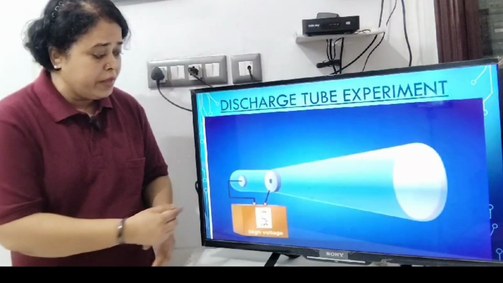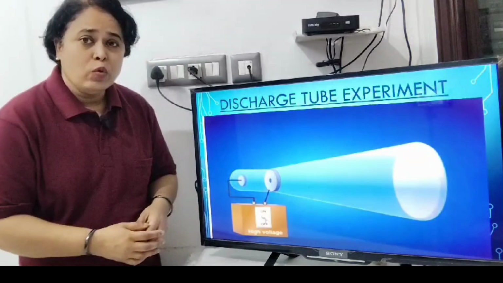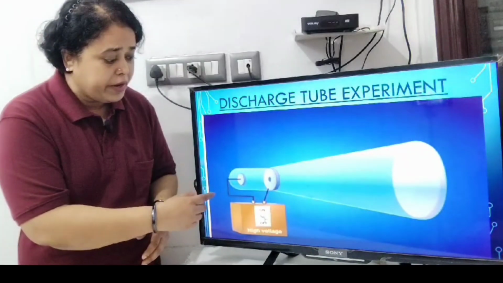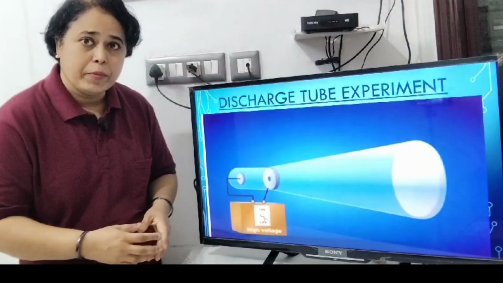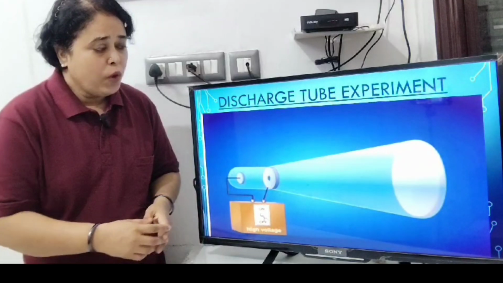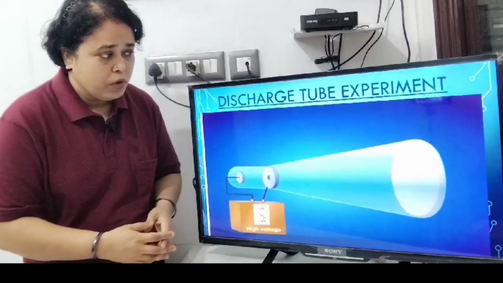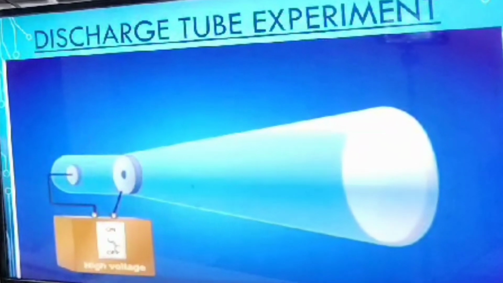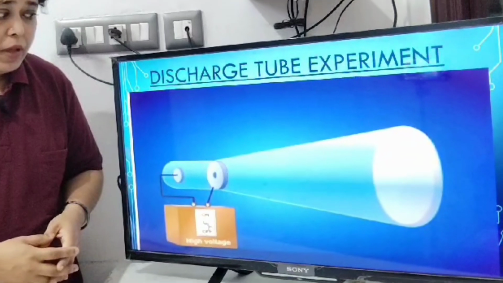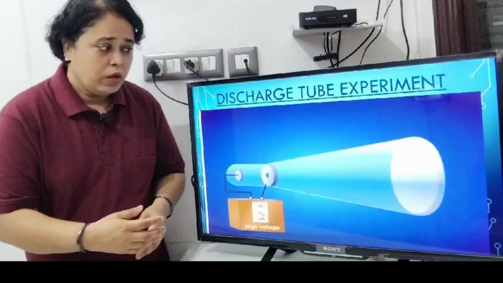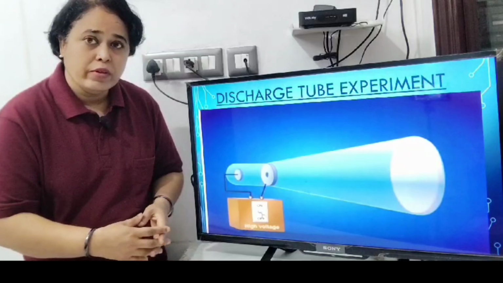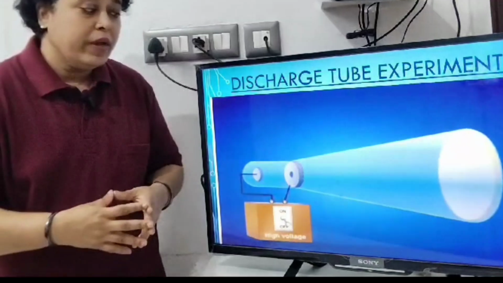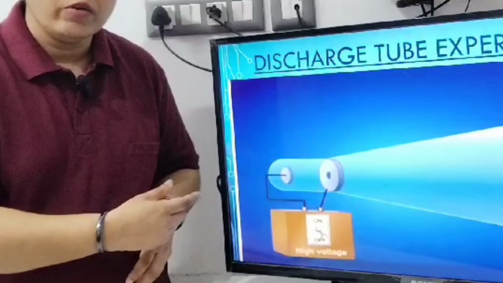It had two plates, cathode and anode. The anode had a hole in it. Both the electrodes were connected to a high voltage battery. One end of the discharge tube was coated with a fluorescent material like ZnS, zinc sulfide. Any charged particle, when it hits the fluorescent screen, produces a glow. So now let's see what happens when current is passed through the discharge tube.